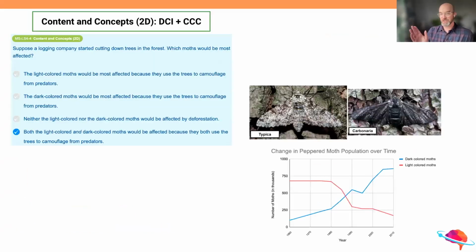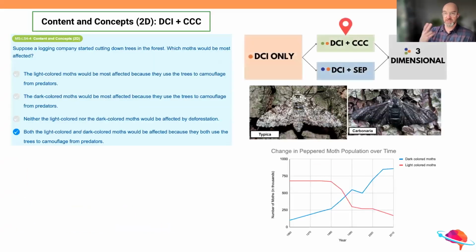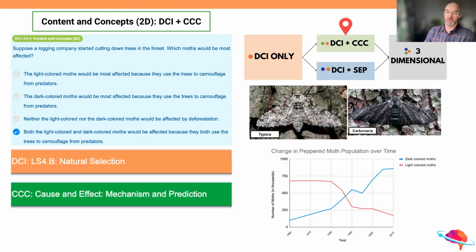And so then we can ask additional questions that hit the other two dimensions, the DCI and the cross-cutting concept. And we say, suppose a logging company started cutting down trees in the forest. Which moths would most likely be affected? So we're looking at cause and effect. So this cutting down of trees to the effect. And we want students to understand that both the light and the dark colored moths would be affected because they both use the trees to camouflage from predators. So if they were just cutting down trees willy-nilly, everyone would be impacted by that. This is the cause and effect.